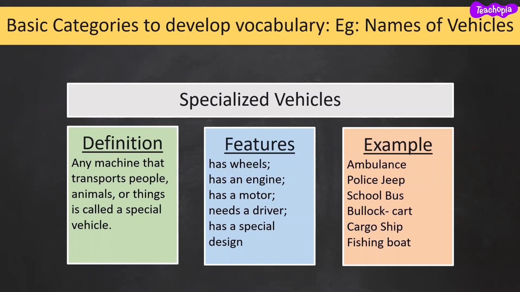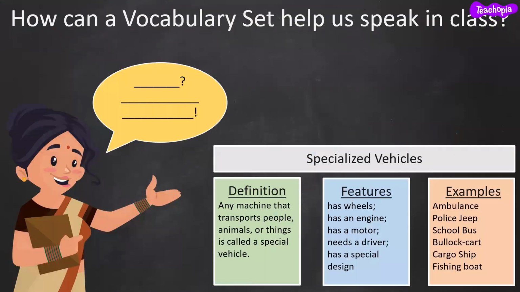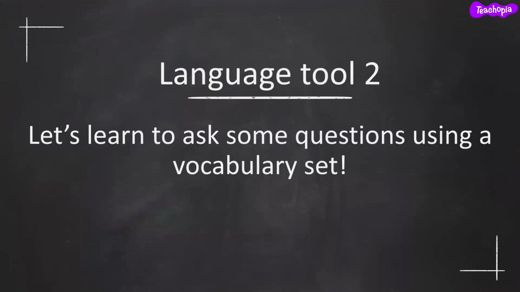so forth. So now that we have constructed a vocabulary set, or we have tried to come up with a vocabulary set for a topic, how can it actually help us in creating questions and sentences? What is the role of a vocabulary set in helping us create questions and sentences? Let's take a look at that using language tool number 2. Let's learn to ask questions using a vocabulary set.